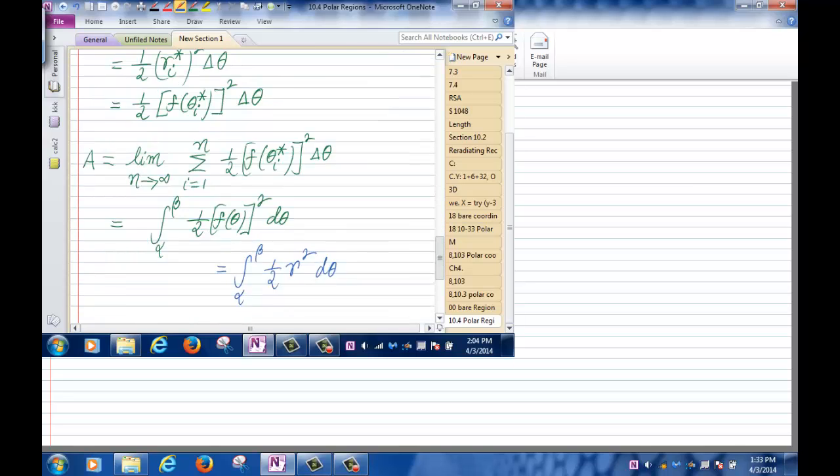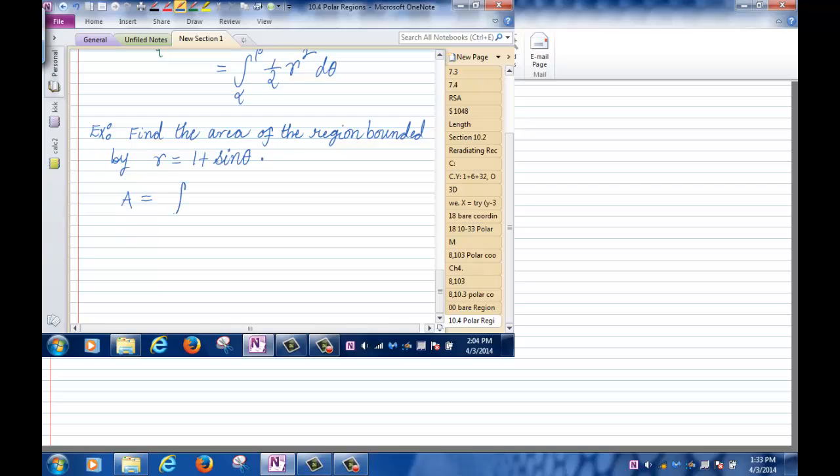So the area is given by the integral from 0 to 2 pi of half of r squared d theta, and in this case we have that r is 1 plus sine theta, squared. And that's it. That's the integral that gives you the area. Yes? Yes, I do need the 1/2 still.